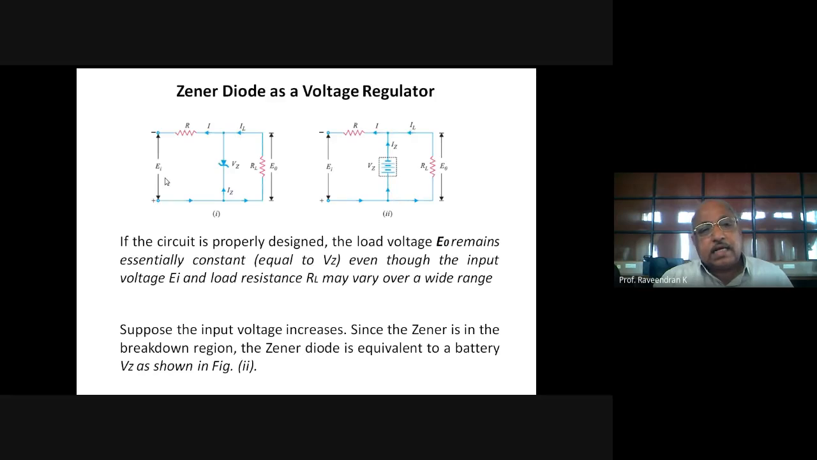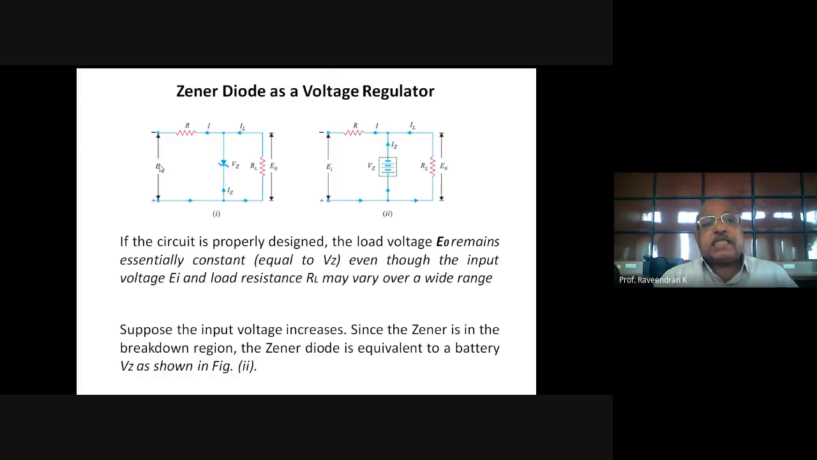What is I? I is the sum of IZ and IL, isn't it? IZ and IL. And this is positive and this is negative. The current is flowing like this, isn't it? This is positive, this is negative, so the current is flowing like this. So this is negative and this is positive for the Zener diode, so it is reverse biased. It should be connected so that if you put positive here, then the diode is reversed like this. Follow my point.